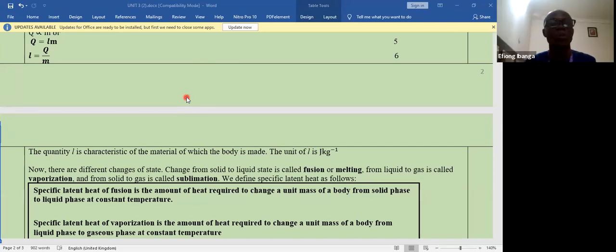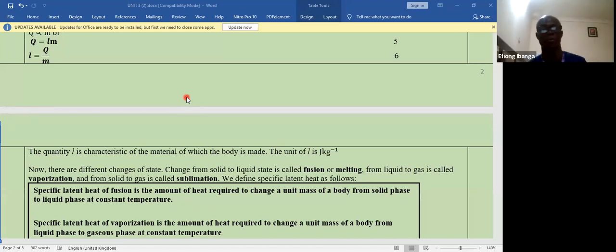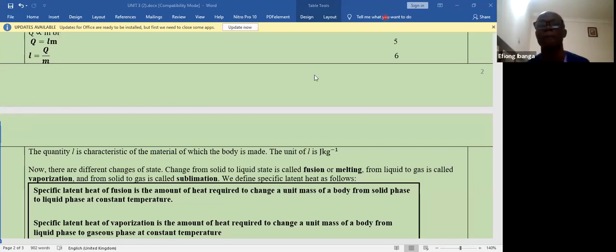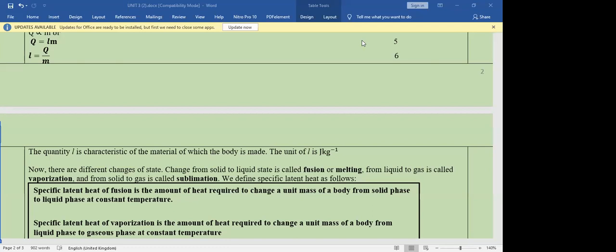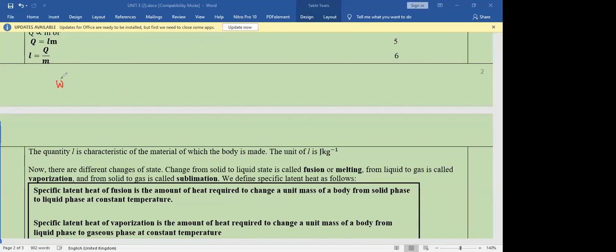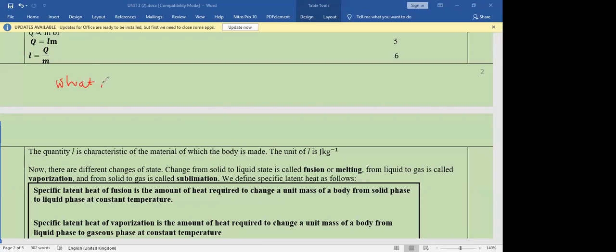All right. Now, here is a question. What is the difference between vaporization and evaporation? Vaporization. Let me write the question here. Is it changed from liquid to gaseous state? Oh, wait, let me write it so everybody can see. Don't worry, the question is clear.